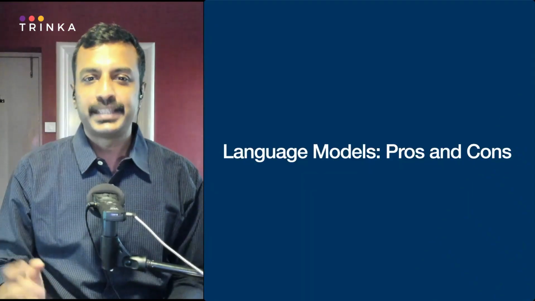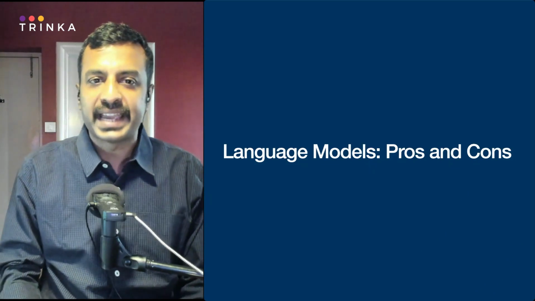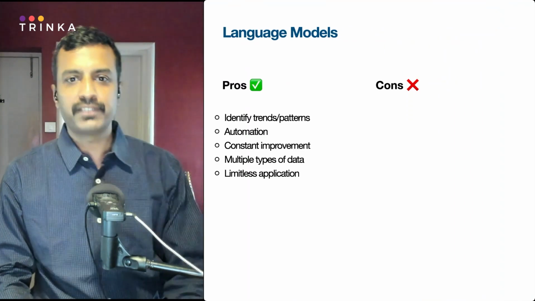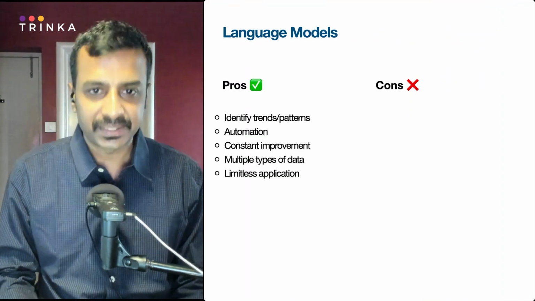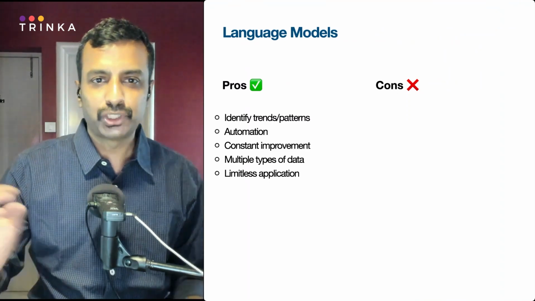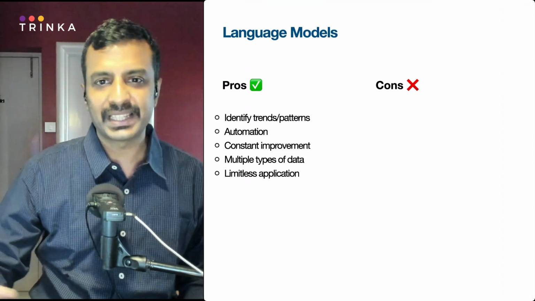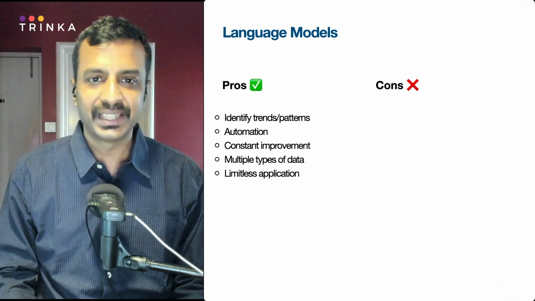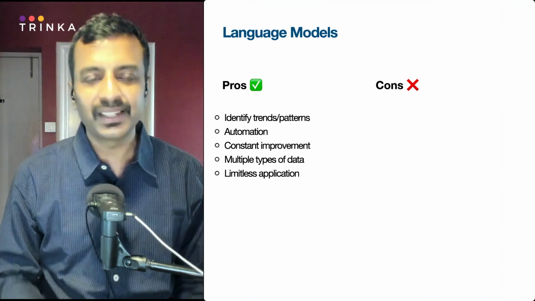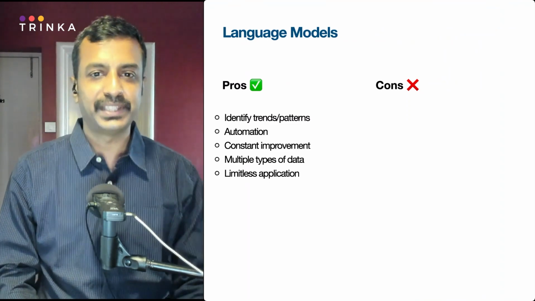Let's quickly try to enlist the pros and cons of language models and their use. First of all, the good stuff. Language models are very good at identifying trends and patterns, and they can be highly automated. This will show constant incremental improvements as they are fed with more and more information. They can also intake multiple types of data and have potentially limitless scope for applications. Now, these are the good things.